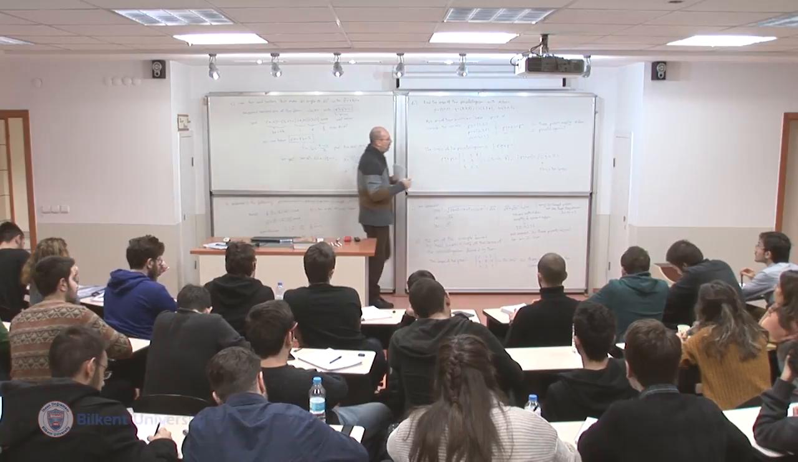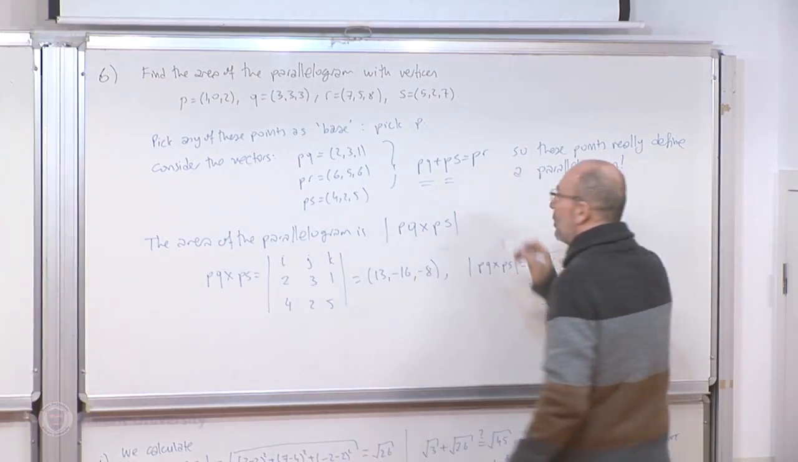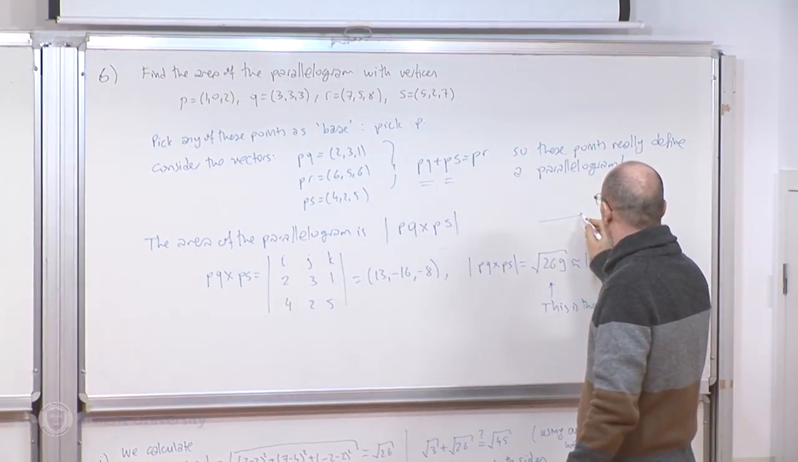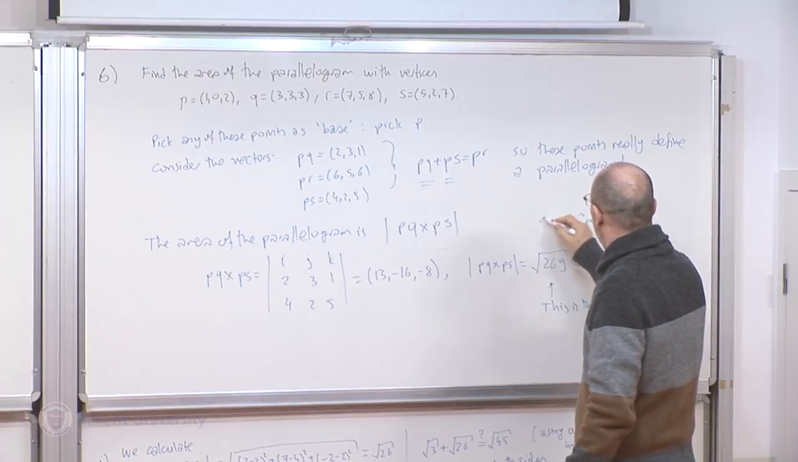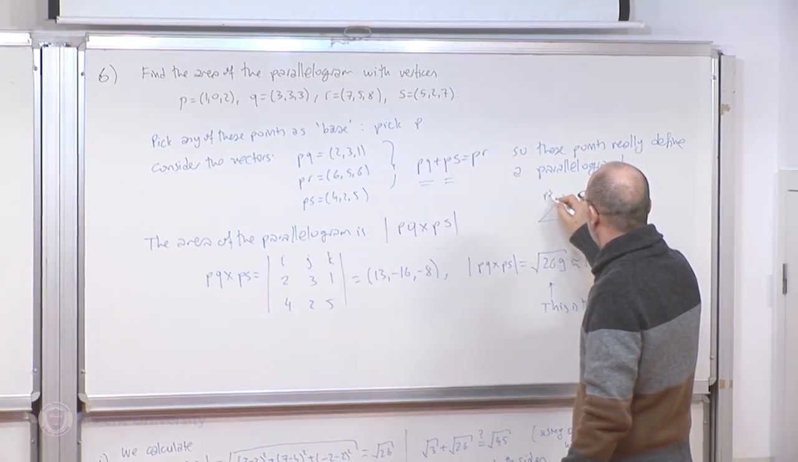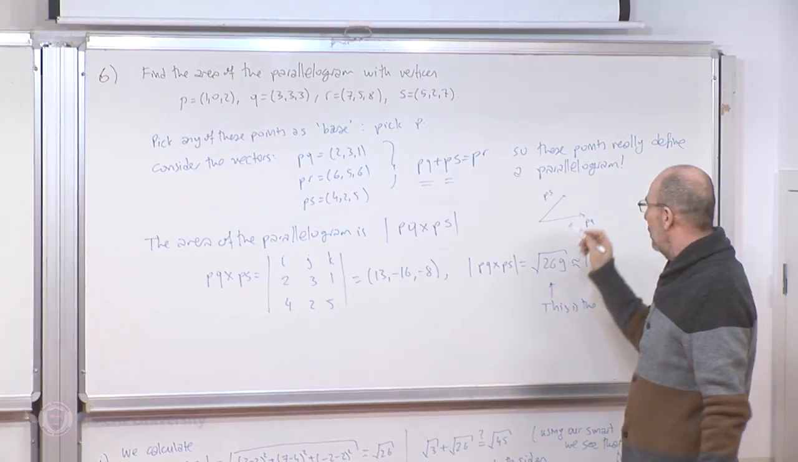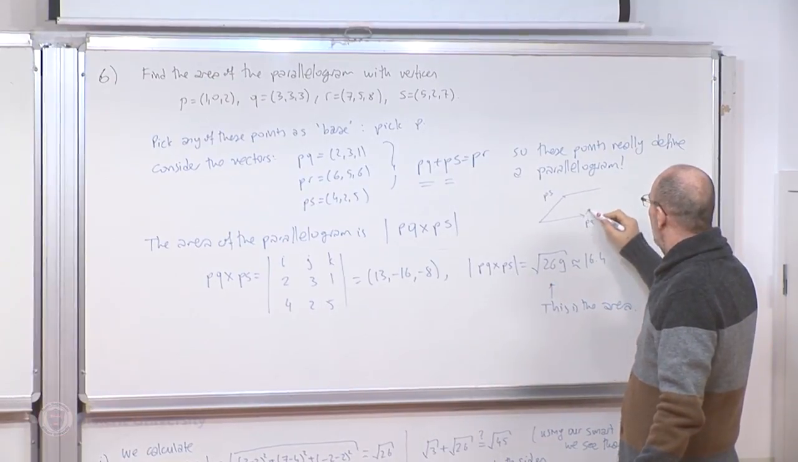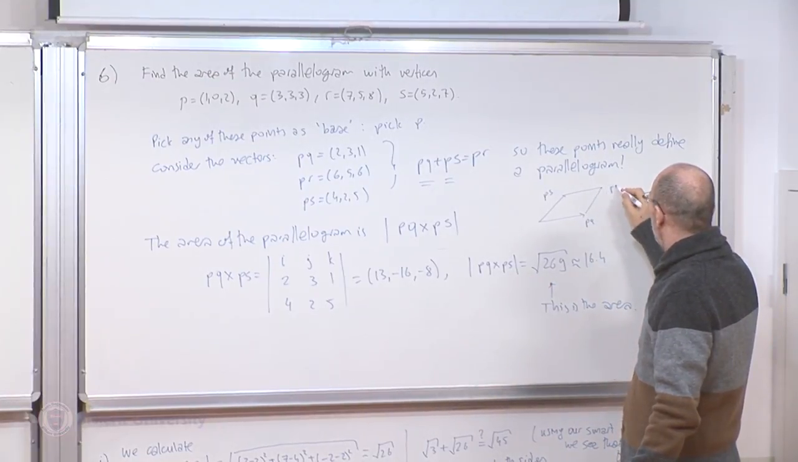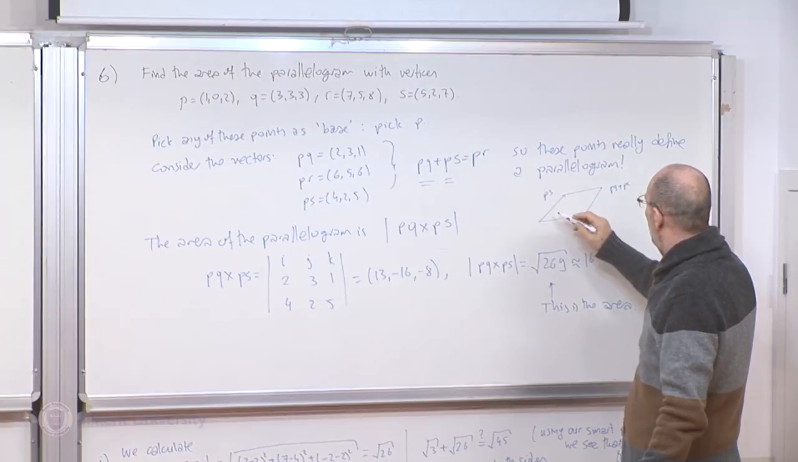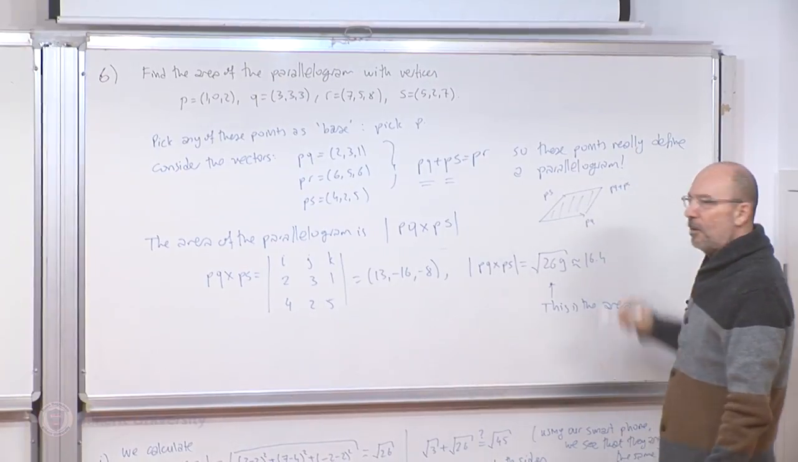Because we are checking if these things form a parallelogram. Here is one vector. Here is the other vector, PS. We are at the origin now. So this vector is PQ plus PS, and this is the parallelogram.